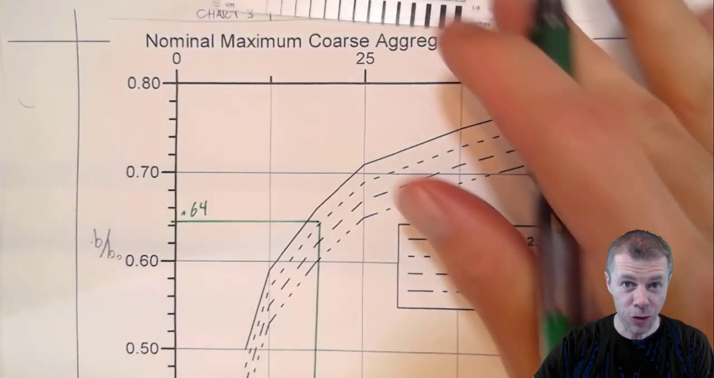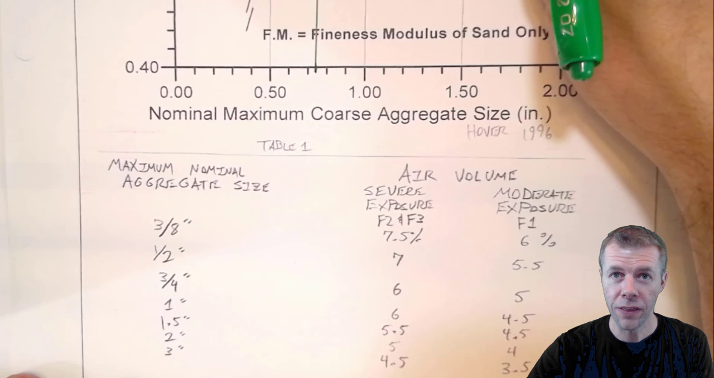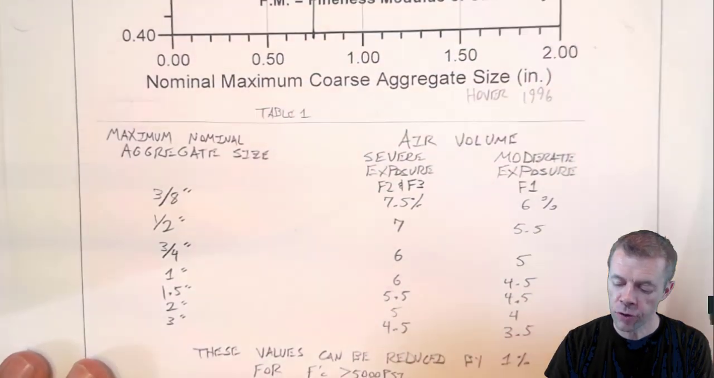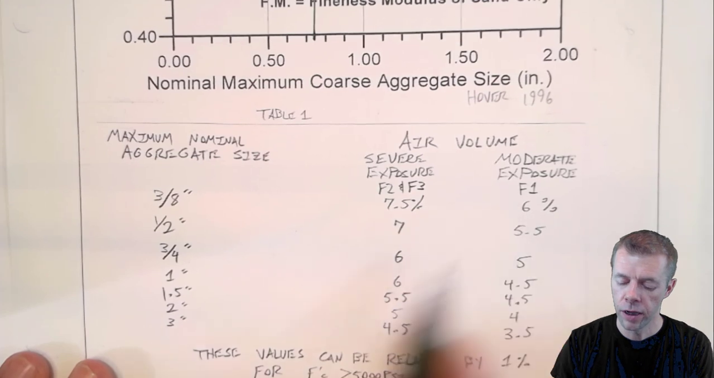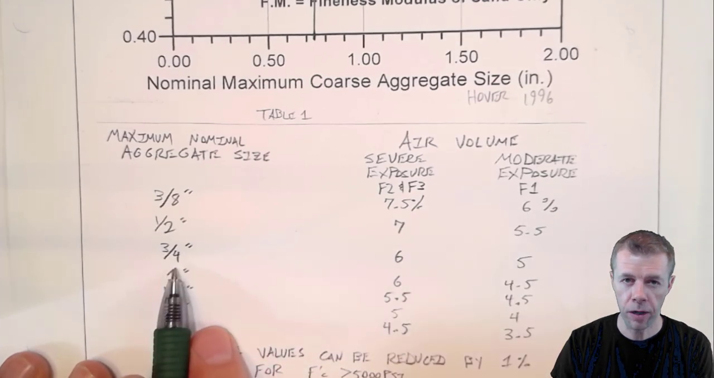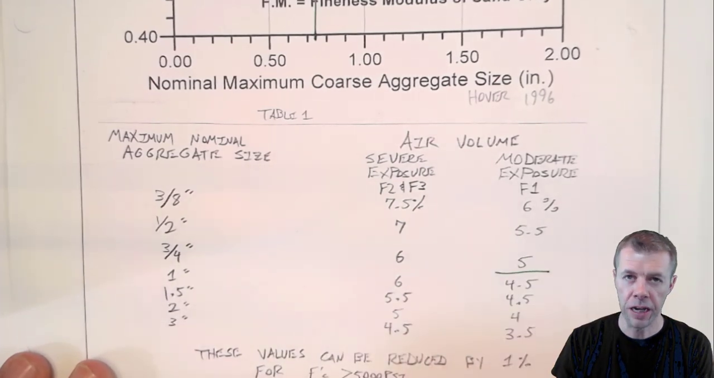Okay, our final chart. Are you ready? We need this one at the bottom. We have to remember that we're in moderate exposure class, or exposure class F1. We have to remember that we have a 3/4 inch maximum nominal aggregate size. And we read across here and see that we have 5% air that we're designing our concrete mixture for.